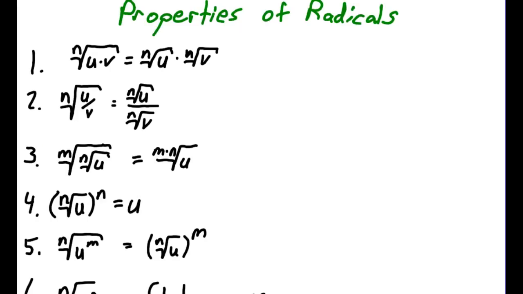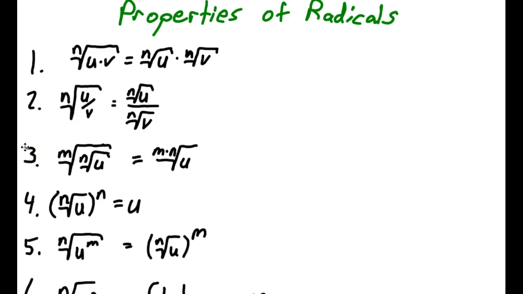We've worked with properties of radicals in the past. The main ones we've discussed have been the first two. We're going to learn and use a few more now in pre-calc. The first one, if we have the nth root of two factors u times v, we can break that apart into two separate nth roots: the nth root of u times the nth root of v. Second property, if we have the nth root of a fraction, we can break that up into the nth root of the numerator divided by the nth root of the denominator.